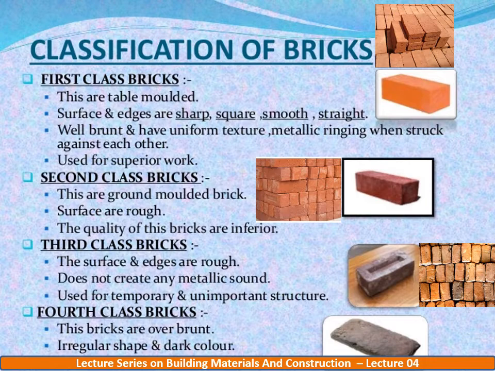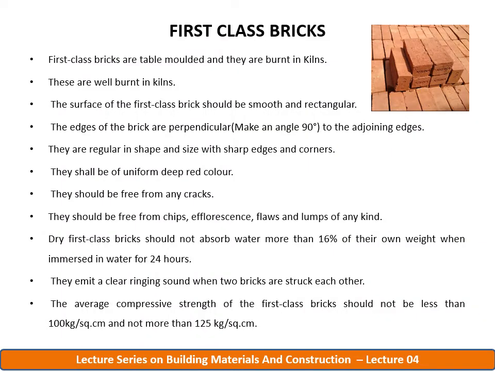And next is the fourth class brick. This brick is overburnt and the color of the brick will be yellowish in nature, and it has irregular shape and dark color. So here again it is given. Here you can come across the different types of bricks: first class, second class and third class brick. These are the different basic requirements of the different classes of brick.